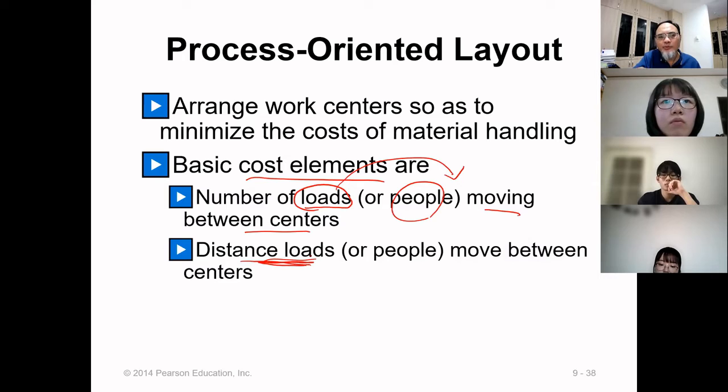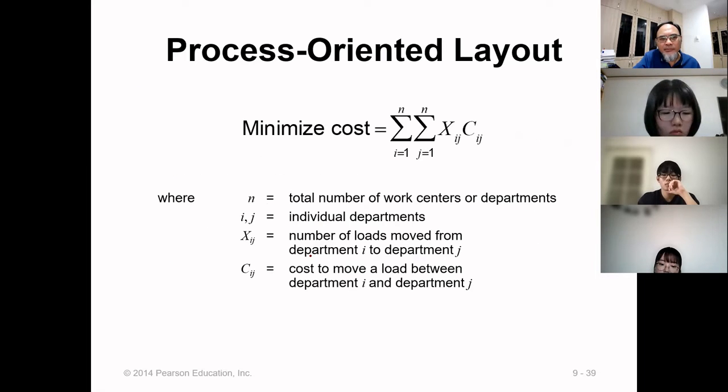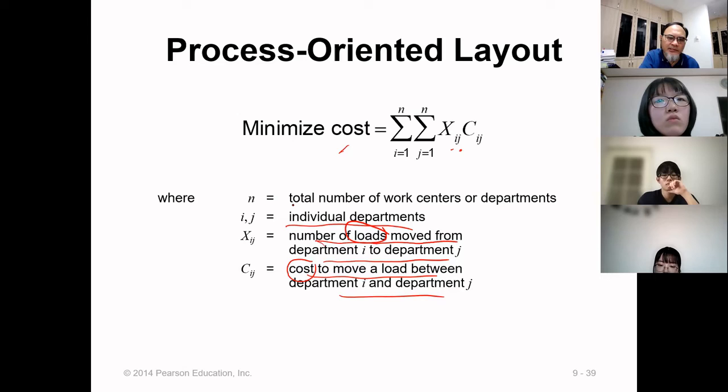So the distance the loads move between centers can be found. You know the number of loads, so you can also know the distance. This method tries to minimize the total cost between work centers or departments. You want to minimize the total cost, which is the number of loads moved from department I to department J, and the cost to move a load between I and J, between one department and another department. C is the cost, X is the number of loads, and of course I and J are the individual departments. We only consider the flow between two departments. N is the number of departments or work centers.